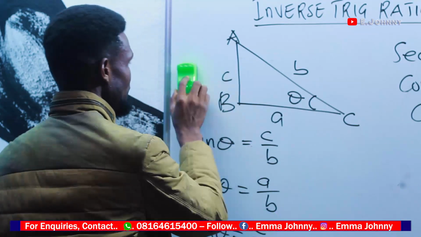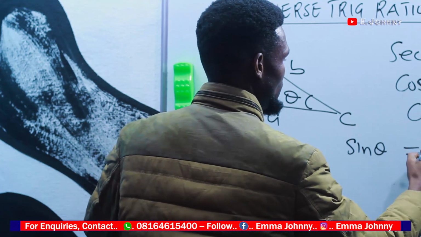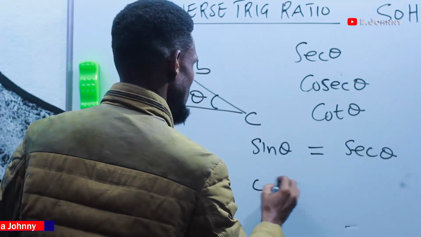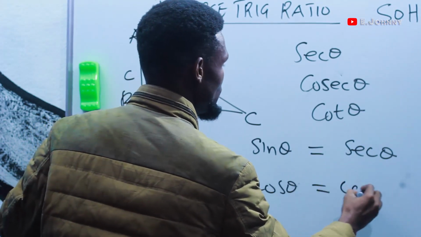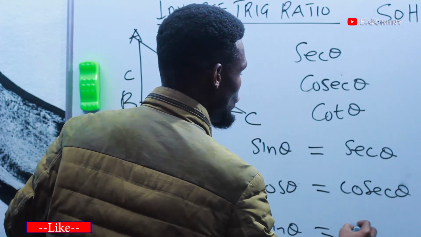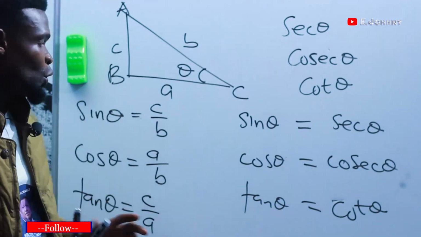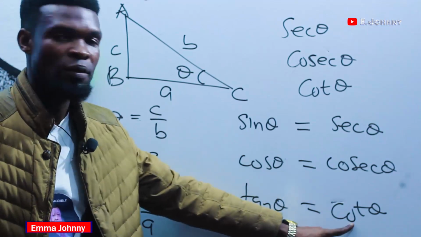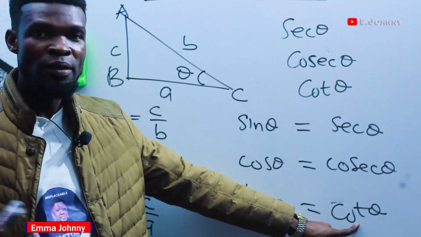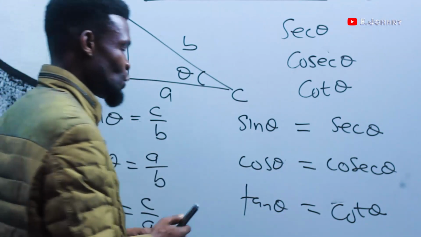Now, this is the main point. So the inverse of sine theta is either sec theta or cosec theta, and the inverse of cos theta is either sec theta or cosec theta, and then tan theta is either cot theta. Let me start with cot. This one is very simple. You know, in the spelling of cot, it is cot tangent, which means there is a tangent inside. So automatically the inverse of tan theta is cot theta. That one is out of the way.